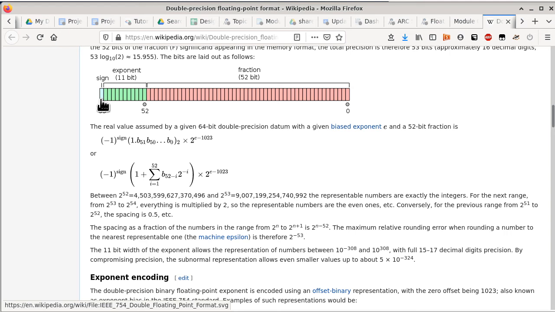So you figure out what your actual mantissa is. Your actual mantissa is going to be 1 point and then the pink portion, okay? Times 2 to the power of the green portion minus 1023. That is the value that you end up with. Now, is this value supposed to be arithmetically negated? Is it supposed to be negative or not? That is what the sign bit is going to determine.